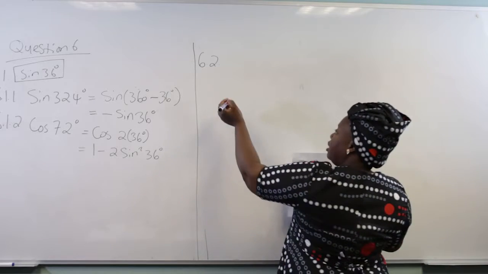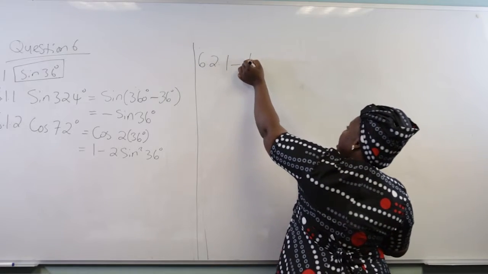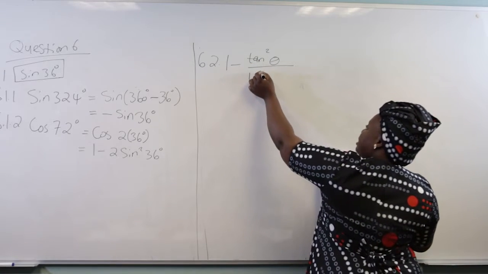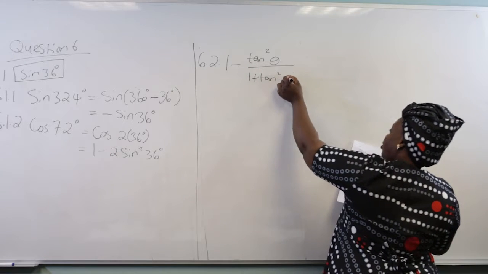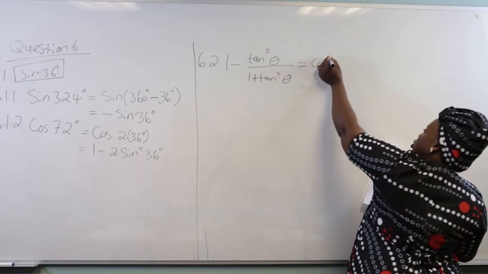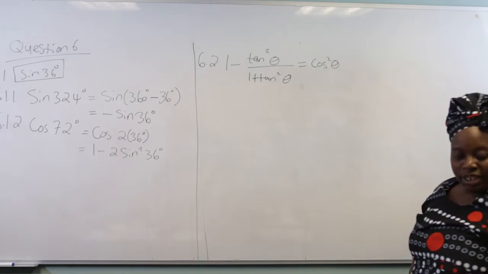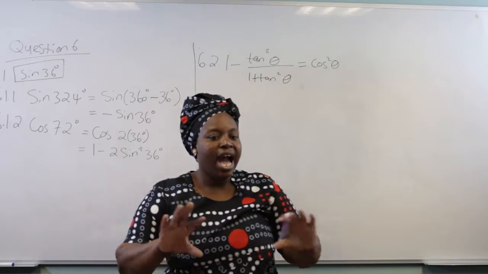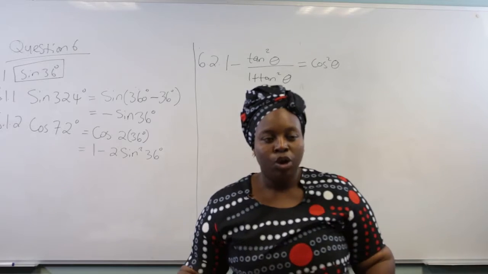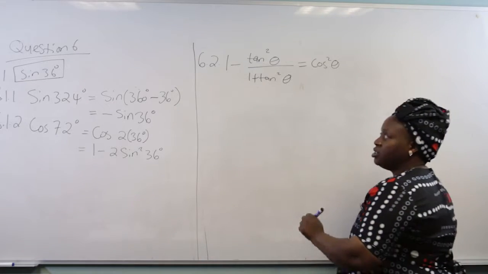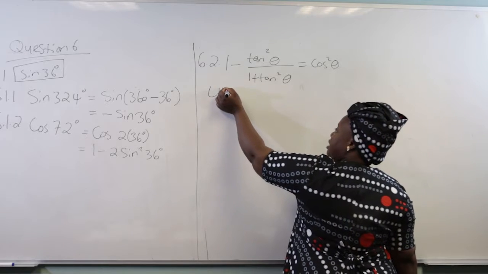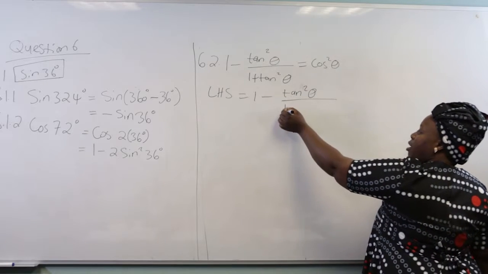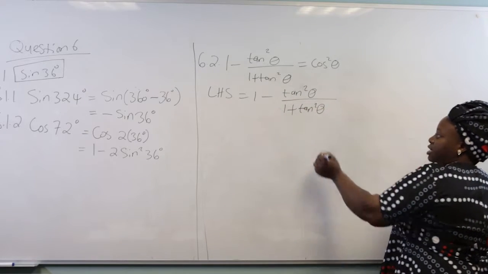So let's do that. Our identity is 1 minus tan squared of theta divided by 1 plus tan squared of theta, and it must equal cos squared of theta. So that is your identity. In proving the identity, you must make sure that you take the complicated side and uncomplicate it until it gives you the other one, logically, so you can get it right. Let's choose our left-hand side. This is equal to 1 minus tan squared of theta divided by 1 plus tan squared of theta.